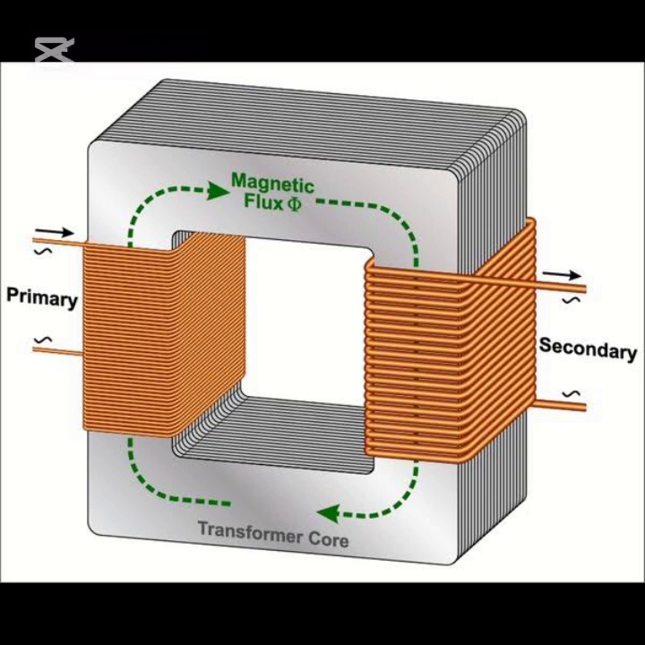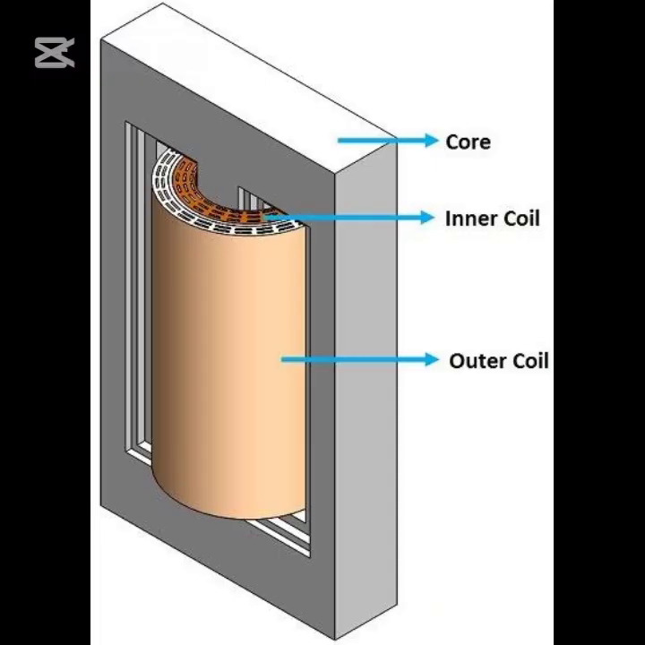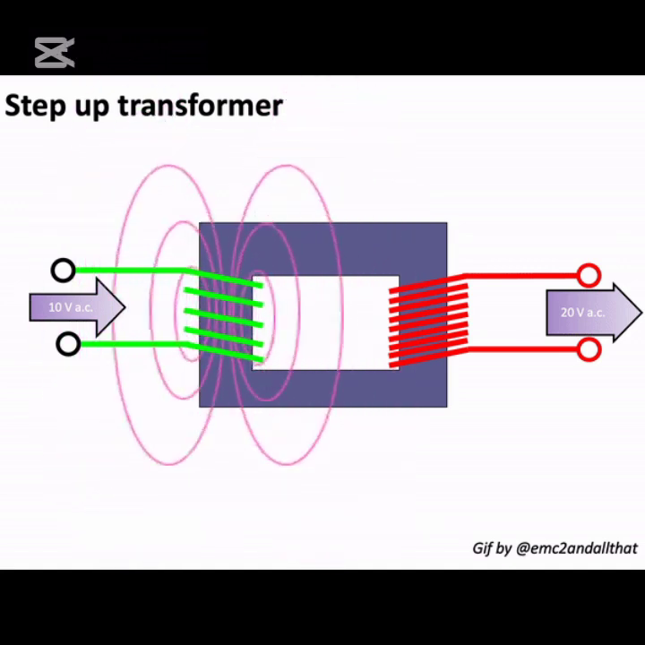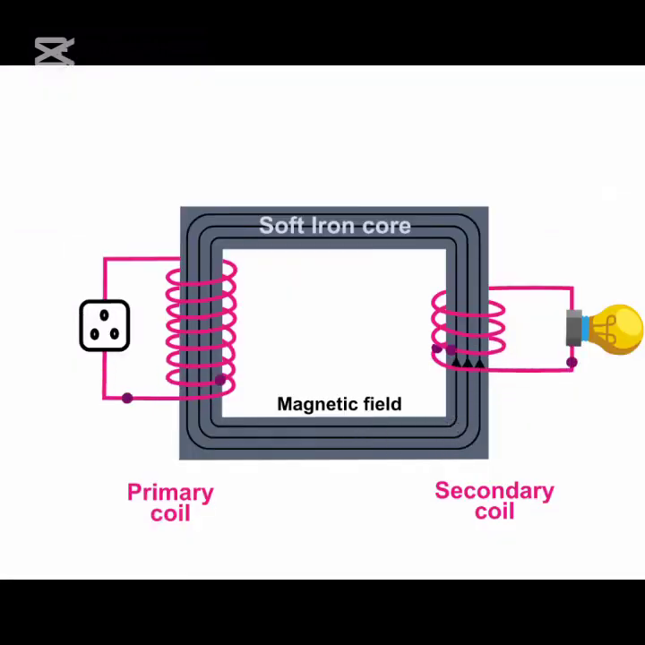A transformer has two coils of wire, mounted on top of each other, known as the primary coil and the secondary coil. When an alternating current flows through the primary coil, it creates an alternating magnetic field. This alternating magnetic field then passes through the secondary coil, inducing a voltage in it. This behavior of the transformer primary winding inducing EMF in the secondary winding is called mutual induction. Depending on the turns of wire in each coil, the voltage induced can either be stepped up or stepped down. Note that transformers do not transform a DC source.